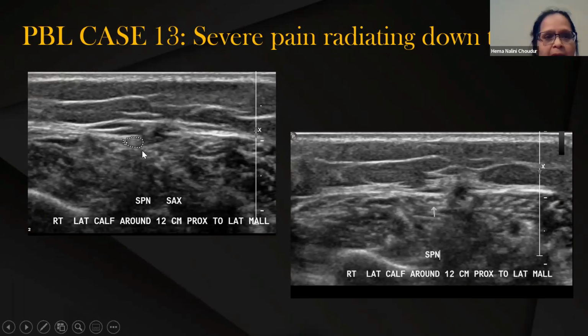Again, we got smart. We know how now we can look at the superficial peroneal nerve. We can see the deep fascia, and we see a defect in the deep fascia. But the nerve is looking normal here. Here again, it's looking normal. Unlike our other case, it's not passing through that defect. So what is this that is passing through the defect?